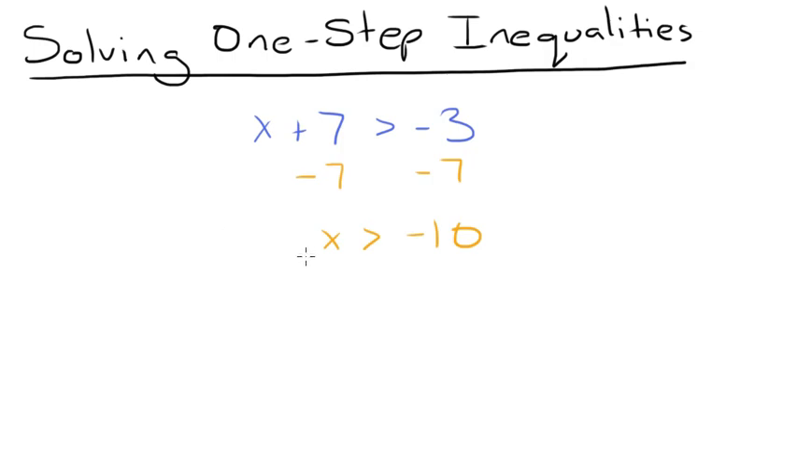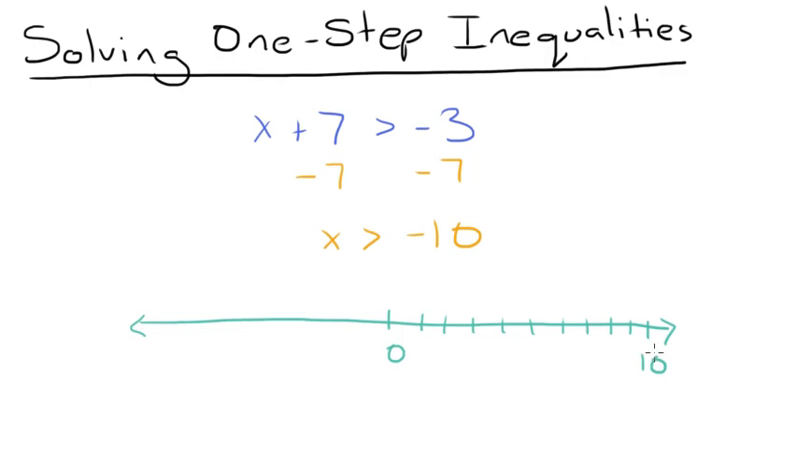Sometimes when you have one-step inequalities, you'll be asked to graph your solution. So if you were to graph this solution, it would look something like this. So we'll have 0, and then we'll go all the way up to 10 on this side. 1, 2, 3, 4, 5, 6, 7, 8, 9, 10. And I'm just going to label 10 so we don't forget.